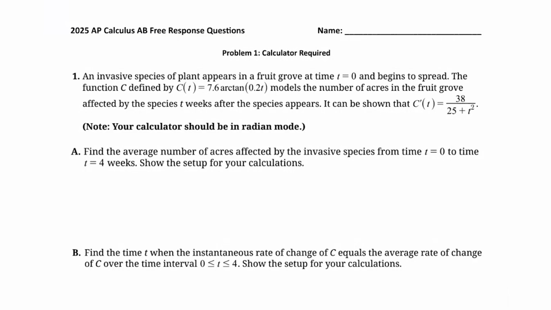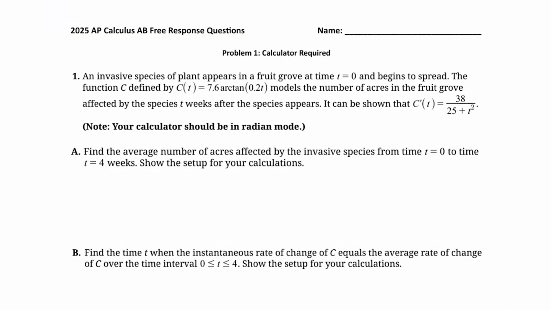Number 1 says an invasive species of plant appears in a fruit grove at time 0 and begins to spread. The function c, defined by 7.6 times the arctangent of 0.2t, models the number of acres in the fruit grove affected by the species t weeks after the species appears. It can be shown that c prime, or the derivative of c, is 38 over 25 plus t squared. Kind of nice that you don't have to actually find that derivative. They just give it right to you.